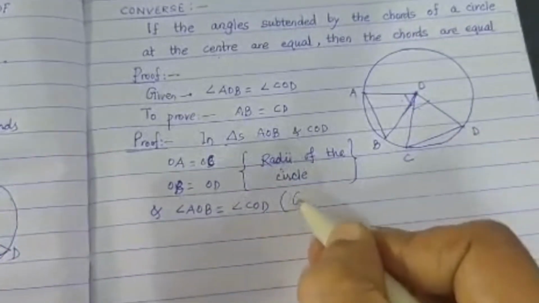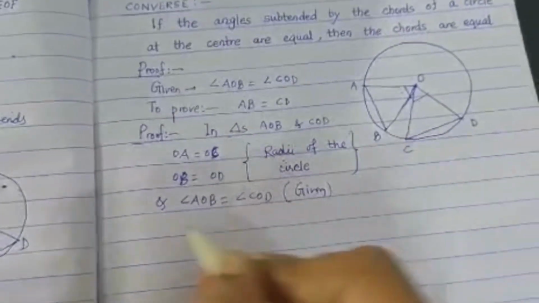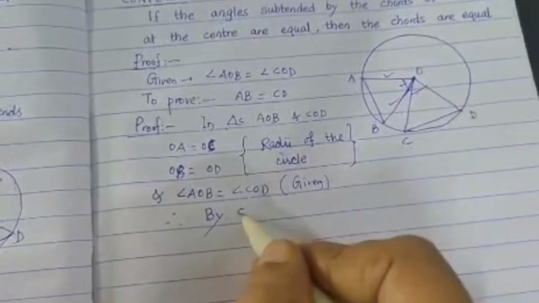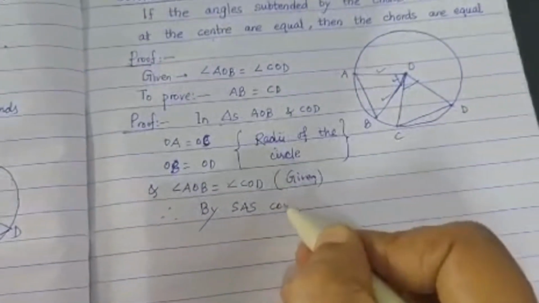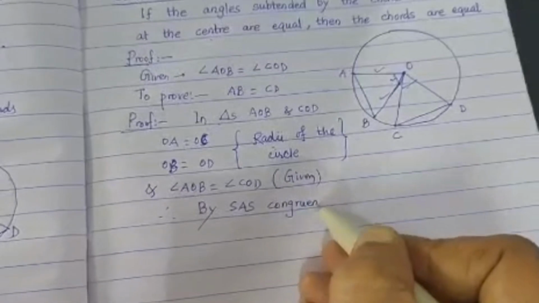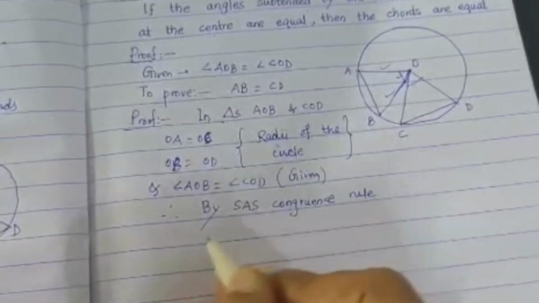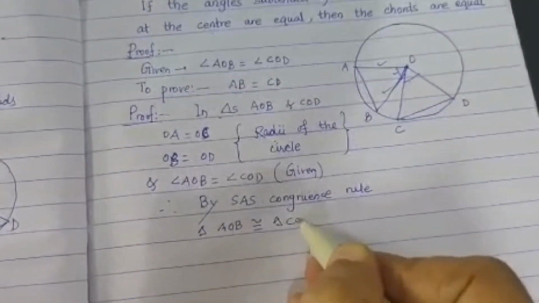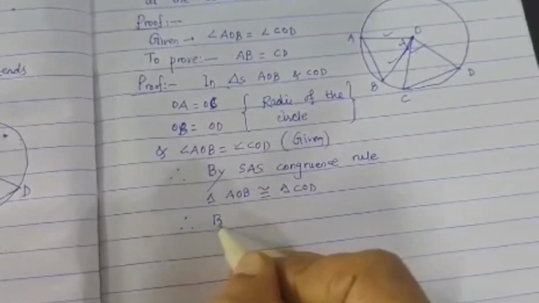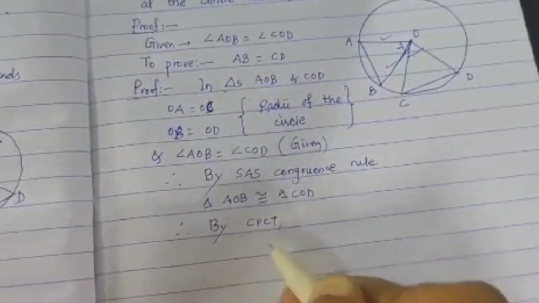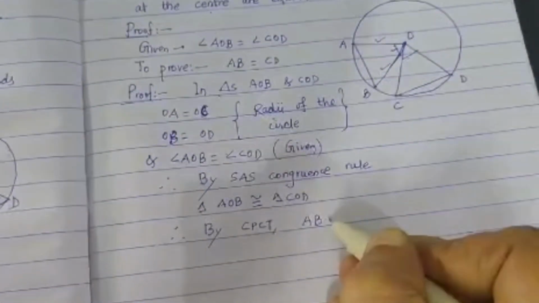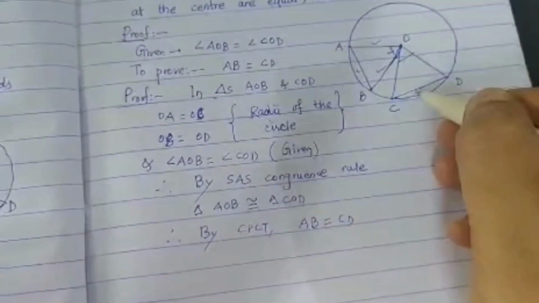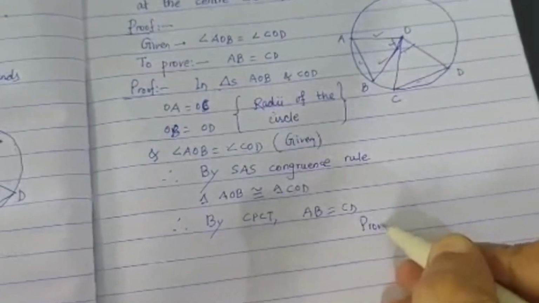And this is given. Now by SAS, side angle side congruence rule, we can say that these two triangles are congruent. Triangle AOB is congruent to triangle COD. Now by CPCT, we can say that AB equal to CD, the third side of the triangles. AB equal to CD. Now this is what we have to prove.